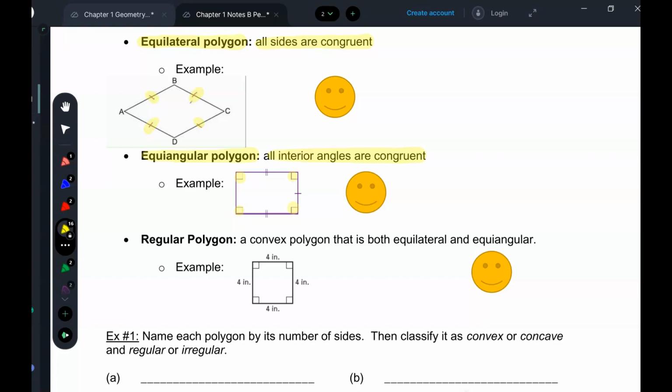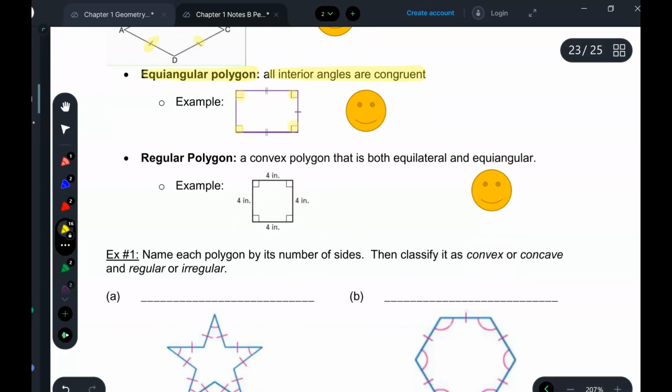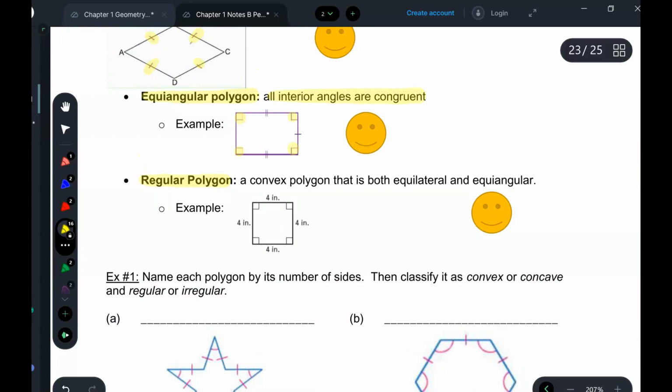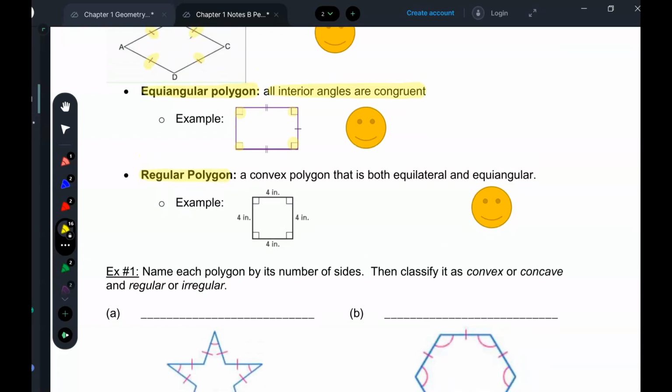Think of the first part of the word: equiangular, equilateral. All right, what if we combined equilateral and equiangular into one? A regular polygon. Both the hard names combined into a simple name. So this is a convex polygon that's both equilateral and equiangular.